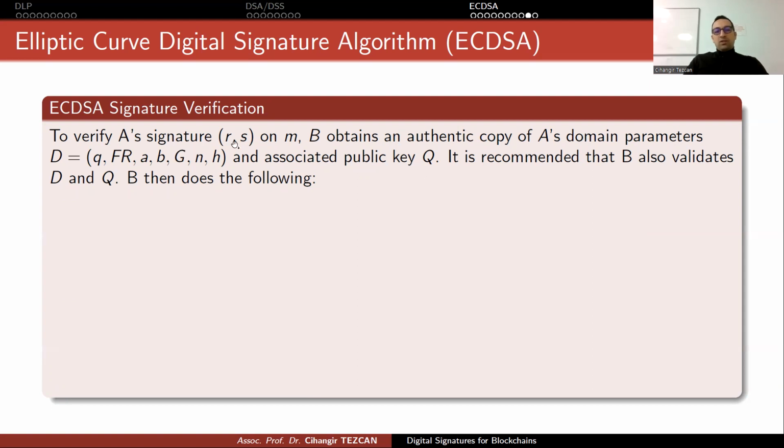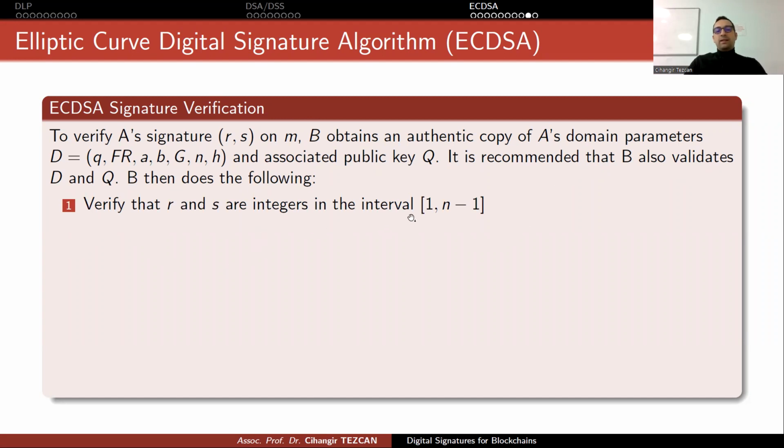Okay, let's move on to signature verification. To verify A's signature R, S on the message M, B obtains an authentic copy of A's domain parameters. Again, in Bitcoin and Ethereum, everybody already knows these domain parameters because we are using a specific one, and the associated public key Q, okay? It is recommended that B also validates the domain parameters D and Q. Again, this validation here is also important. If you don't do it, a denial of service attack that happened in OpenSSL can also happen to you.